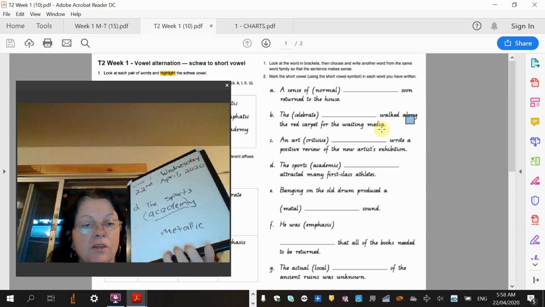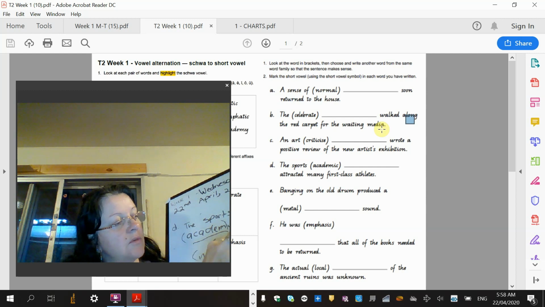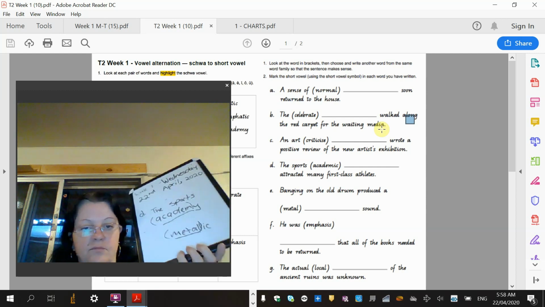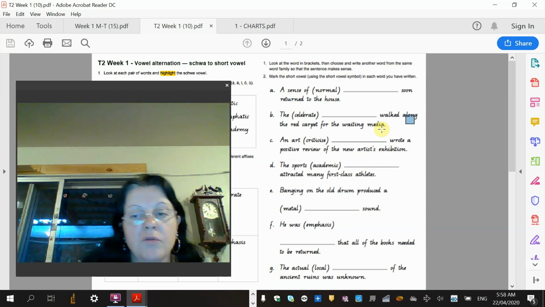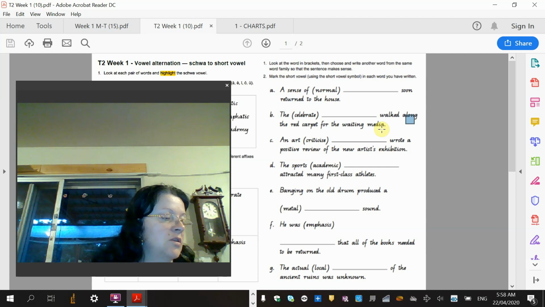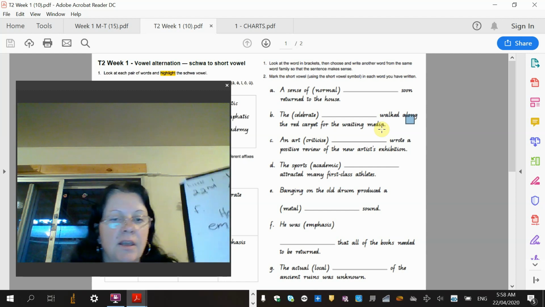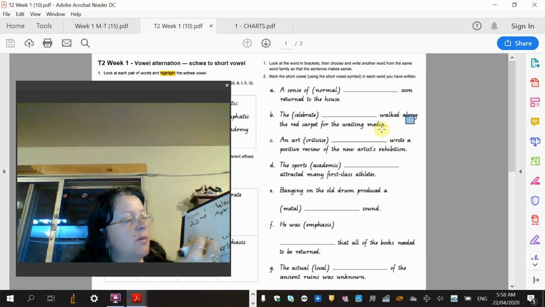So you just go through, keep writing your sentences and doing all that, and putting a bracket around the word that you put in, around the root word that you put in. So there's metal, and underlining it. The next one is, he was emphasis that all of the books needed to be returned. So that's number F. So go through, fix that up. But the word that we're looking for, and this was one that I gave you a couple of sentences for the other day, he was emphatic. So we're underlining that and putting brackets around that root word.